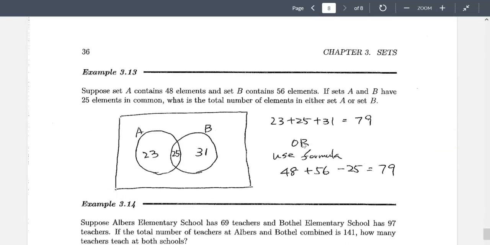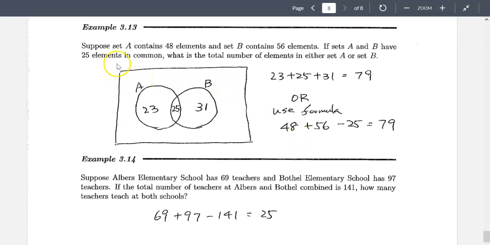All right, here's another example. Suppose set A contains 48 elements, and set B has 56. If sets A and B have 25 in common, what's the total number that's in neither set A nor set B? Again, start with the middle. The middle is 25 because they're both in common. Now, how do we figure these two out? This one's a little different. In the last one they gave you what's in A only and B only. This one you have to figure out.